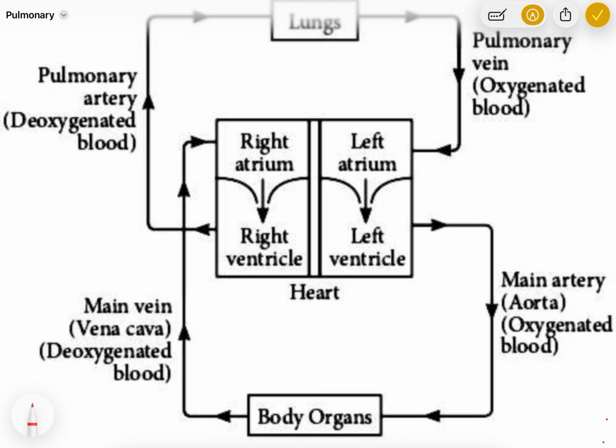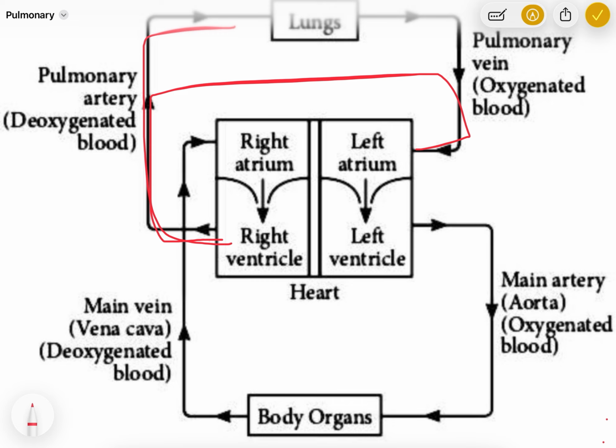Now let's discuss the two kinds of circulation, that is pulmonary circulation and systemic circulation. The circulation which occurs through the pulmonary veins and pulmonary arteries, we call pulmonary circulation. The rest of the circulation we call systemic circulation. Simple. So coming to the pulmonary circulation, it is carried out from the right ventricle to the lungs to the left atrium.